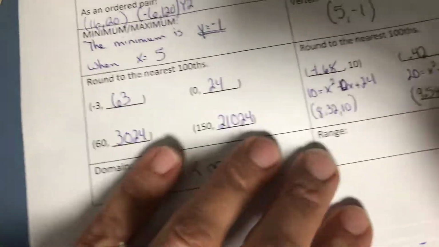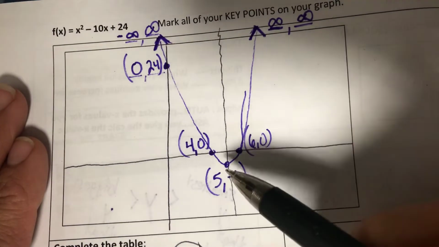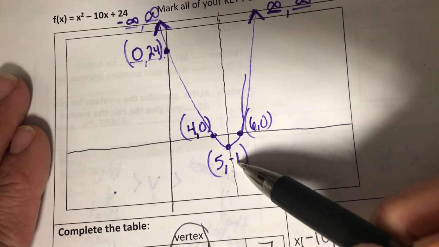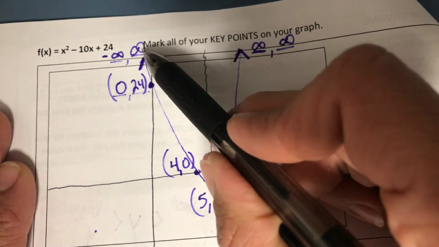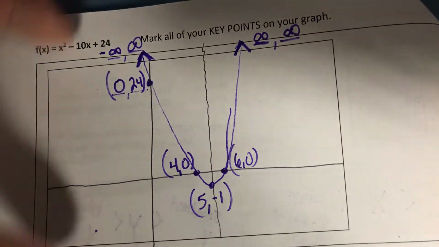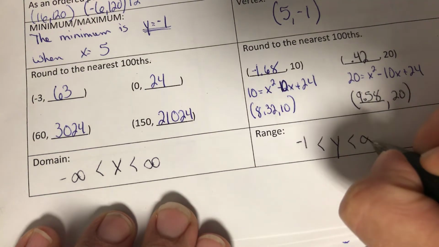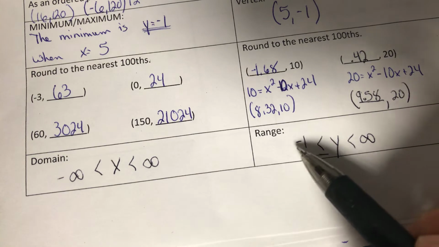Now I'm going to do my range, and this represents y. So I want to look for the smallest y and the biggest y. So the smallest y is going to be down here at your minimum. So the smallest y I wrote was -1, whereas I go up, I'll find the biggest y, and that was infinity whether you look here or you look here. So I'll put -1 to infinity.